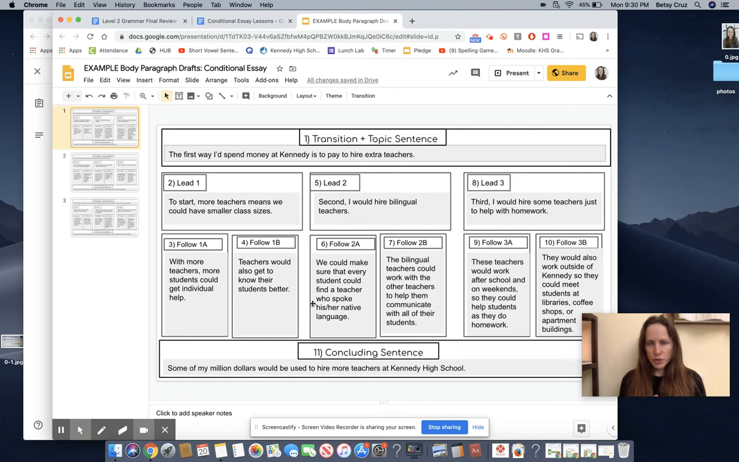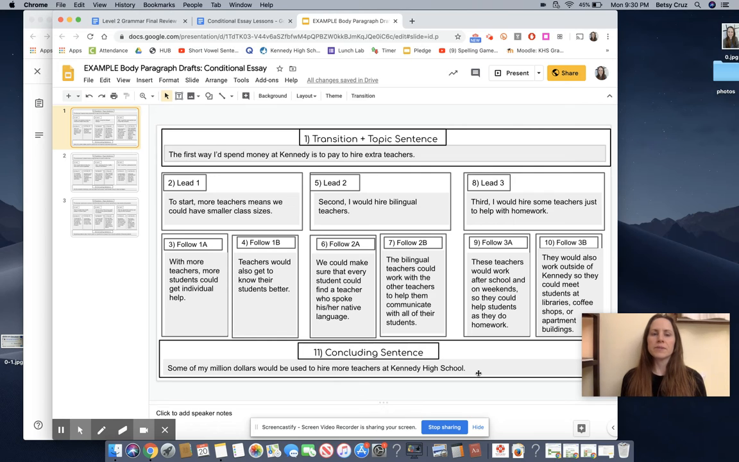No conclusion transition. We're only going to say in conclusion once in this essay, and that was our conclusion paragraph that we wrote yesterday. This part that we're working on over these next 3 days goes in the middle of your essay. In conclusion is a stop sign. It's telling the reader stop, we're at the end. We're not at the end yet, so don't put it in your paragraph. So let's compare. I said the first way I'd spend money at Kennedy is to pay to hire extra teachers. I need to say that same idea again at the bottom, but different words. Some of my $1,000,000 will be used to hire more teachers at Kennedy High School.